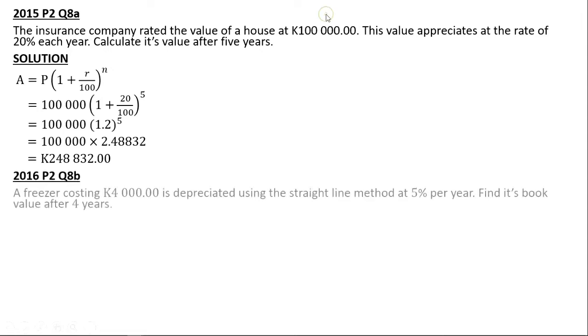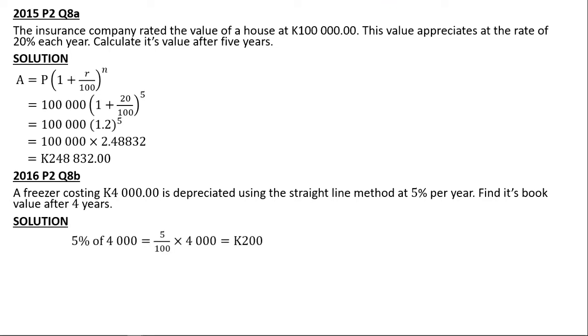2016, a freezer costing 4,000 kwacha is depreciated using the straight line method at 5% per year. Find its book value after 4 years. So we'll take it step by step.